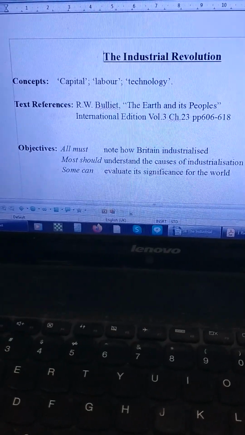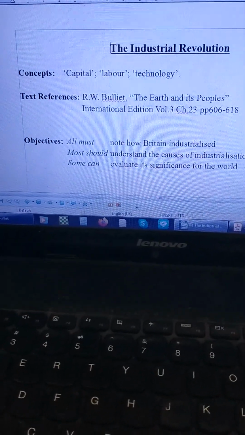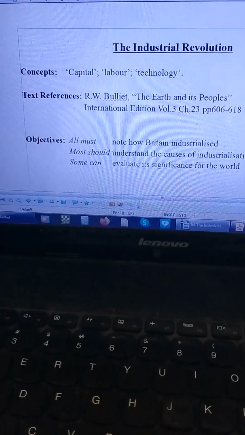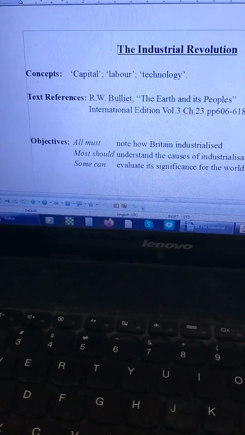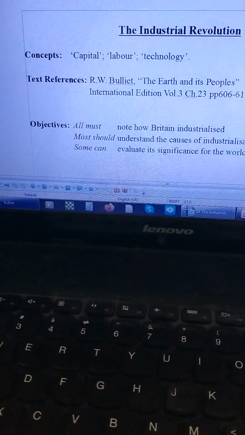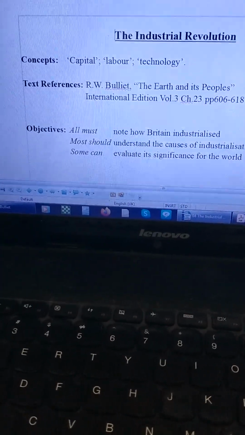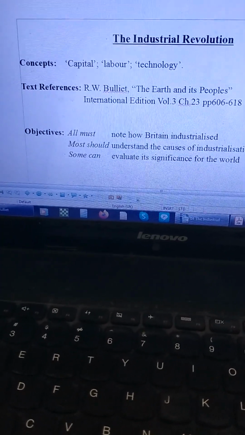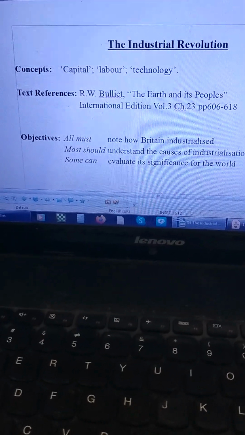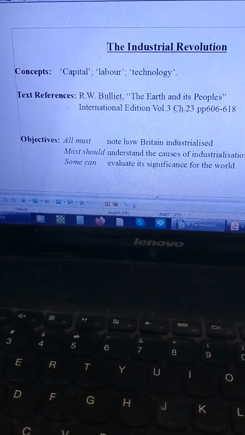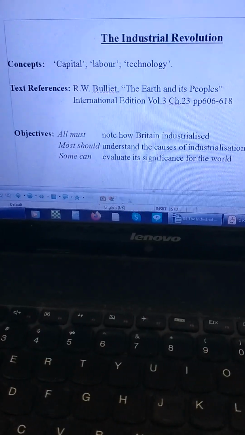So I'm going to start off by getting you to write down our basic fundamental concepts: capital, labour, of course I'm going to spell the British way, and technology. I'm going to start comparing the dictionary definitions and/or your definitions from your economics textbooks on capital, labour and technology with the historical reality of the first industrialisation process in Britain in the late 18th, early 19th century. First of all, though, I want you to write down our objectives.